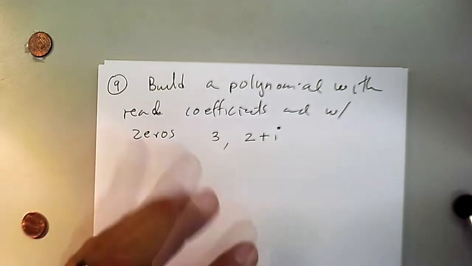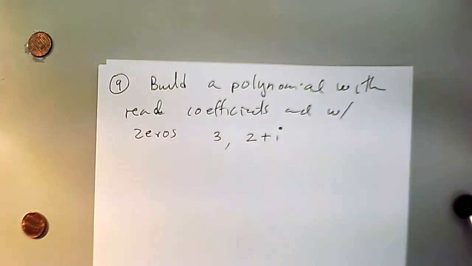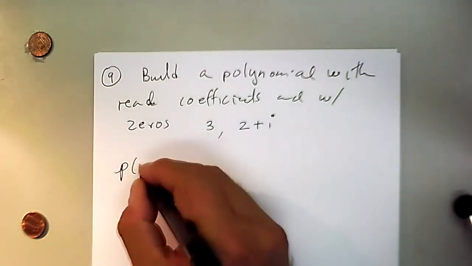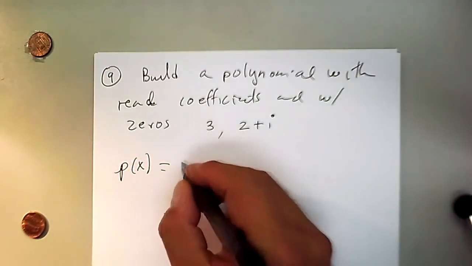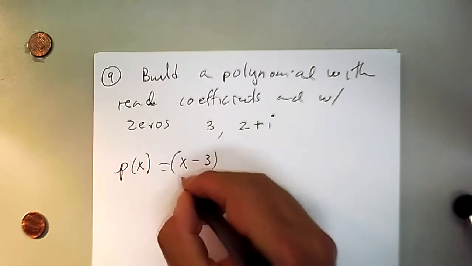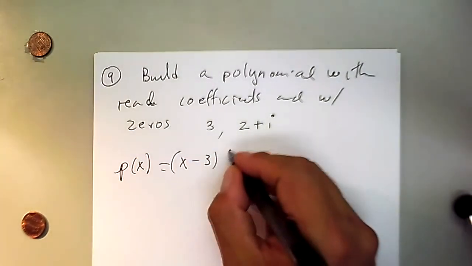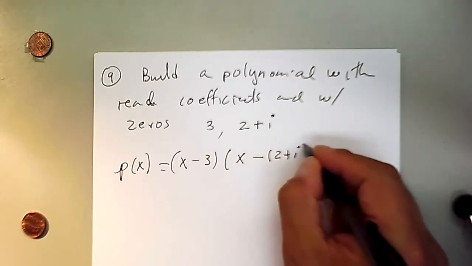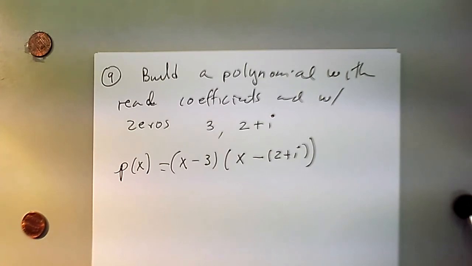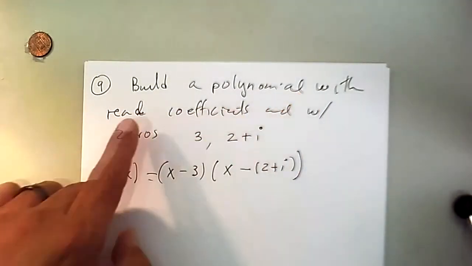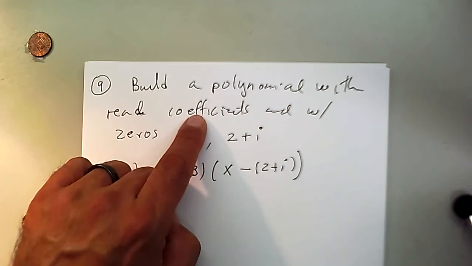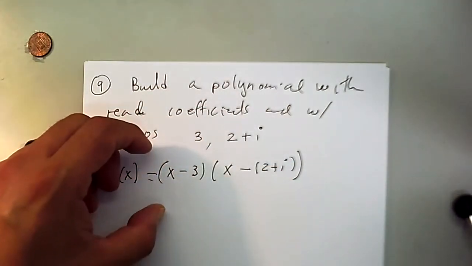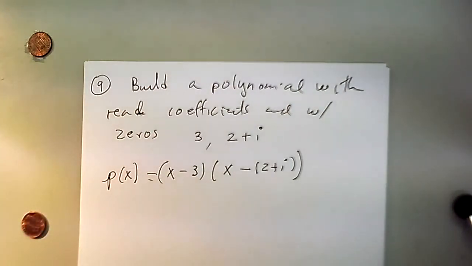So that is a complication. The 2 plus i is a complication, but I'm going to show you how to handle it. So we're going to have x minus 3 for sure. We're going to have x minus the number 2 plus i. But if we want to end up with real coefficients, the i should not show up in the polynomial. And there's one way to fix that.